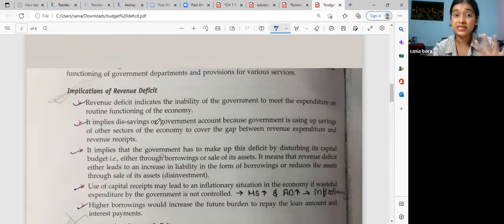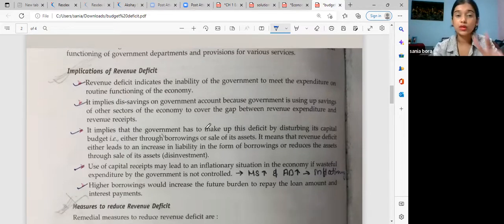Second, it implies dissaving. Now government has already overspent their money. So what will government be doing? Government will be taking the money out of the savings. The opposite of saving is dissaving. So government will be dissaving. So the second implication is dissaving.